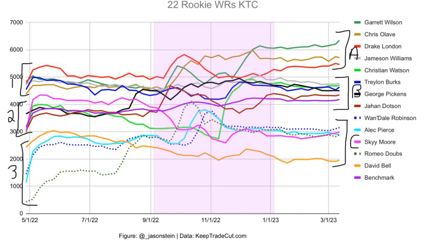The next ones we're going to look at are the Jamison Williams and Treylon Burks lines. So Jamison Williams is the gray line, and Treylon Burks is the dark blue line. Now, those both start in Group 1, and they end up finishing in Group B. So they weren't able to quite keep up with the Garrett Wilsons, the Chris Olaves, and the Drake Londons, but they didn't lose too much value, right? So there's still hope. There's still opportunity.